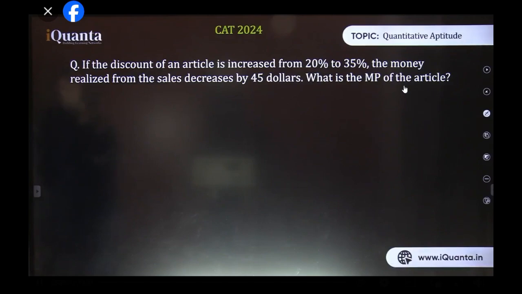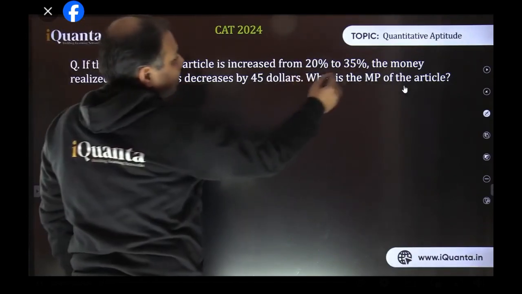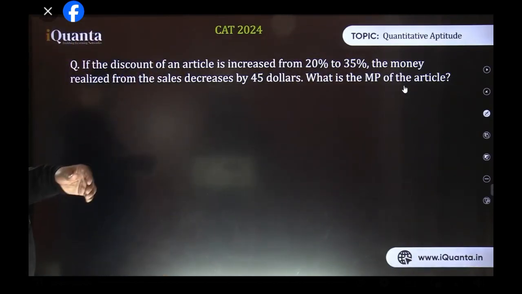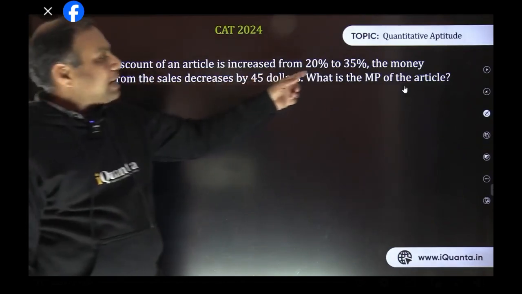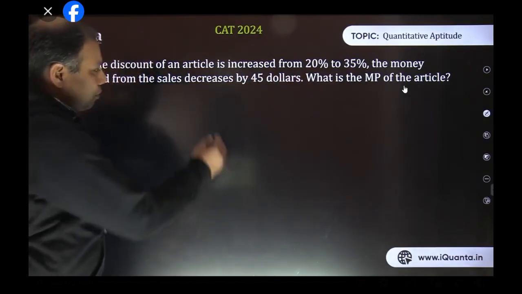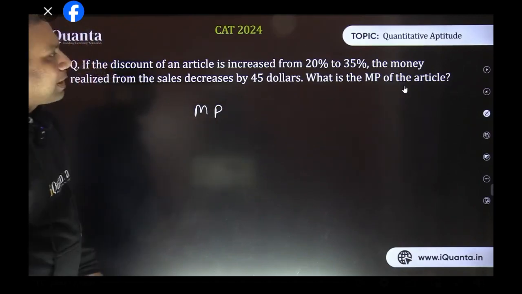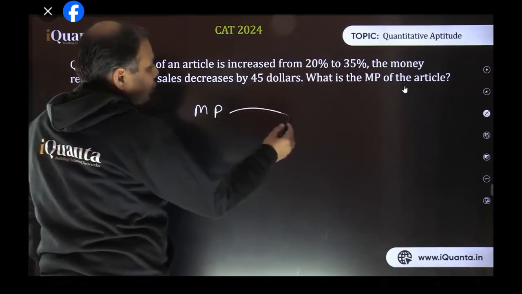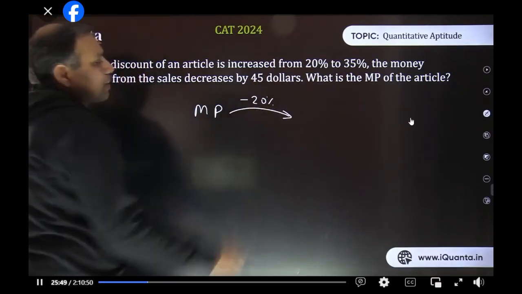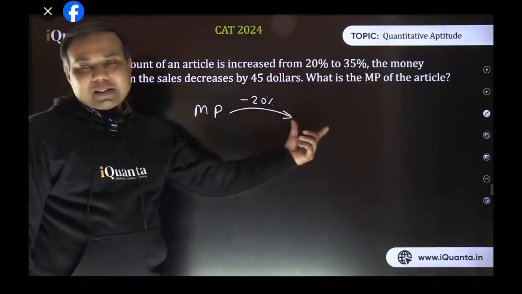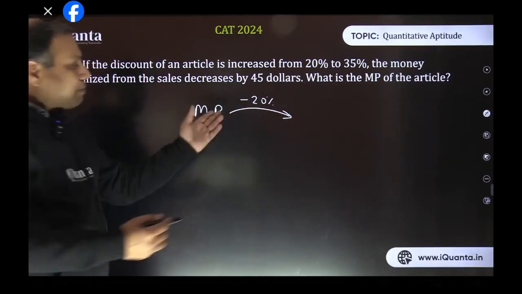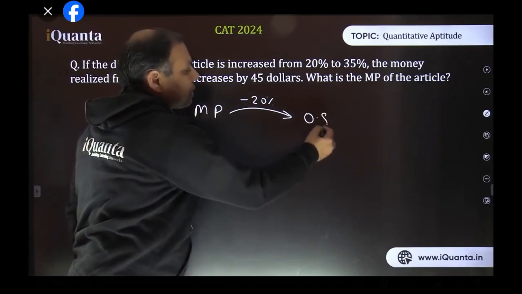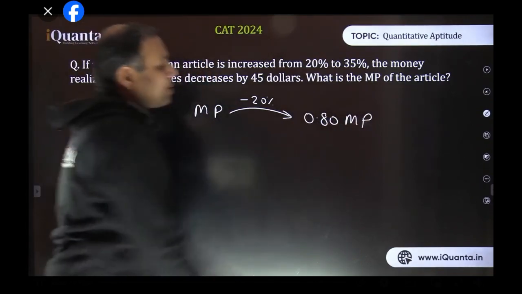Let's see how. The discount of an article is increased from 20% to 35%. See if I write the whole situation. So it is talking only of the discount, and discount percent is given on mark price, right? So mark price was something earlier, I don't know what it is. So earlier discount given was 20%. So when 20% discount was being offered, how much was the remaining price? That was 80% of mark price, or 0.80 MP. That's how we can say.